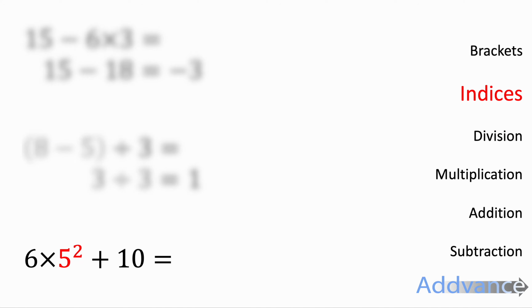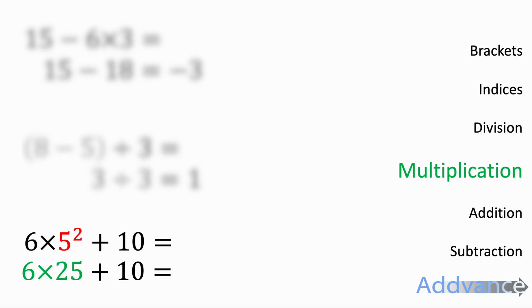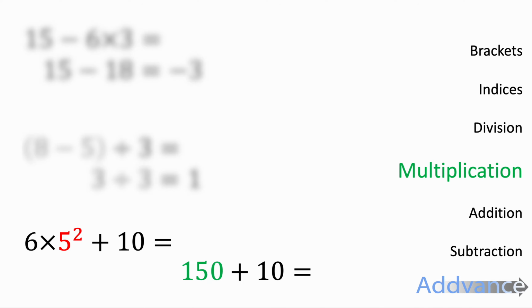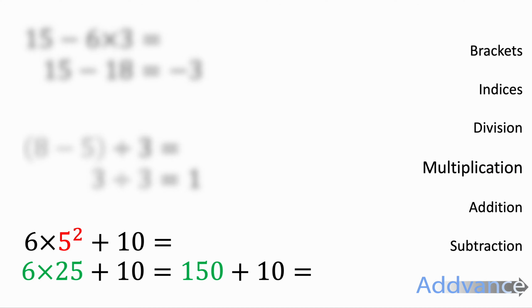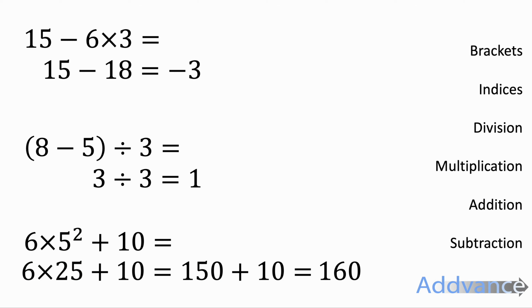Now, 6 times 5 squared plus 10. We're going to do the indices first, then we'll do the multiplication, and then we'll do the addition, because that's the order of BIDMAS. Okay, so 5 squared is 5 times 5, which is 25. 6 times 25 is the multiplication, and we'll do that next. 6 times 25 is 150. And finally, we'll do addition. 150 plus 10 is 160. And that is the final answer. Okay, so that's some simple examples of where we would use BIDMAS to do this in the right order.